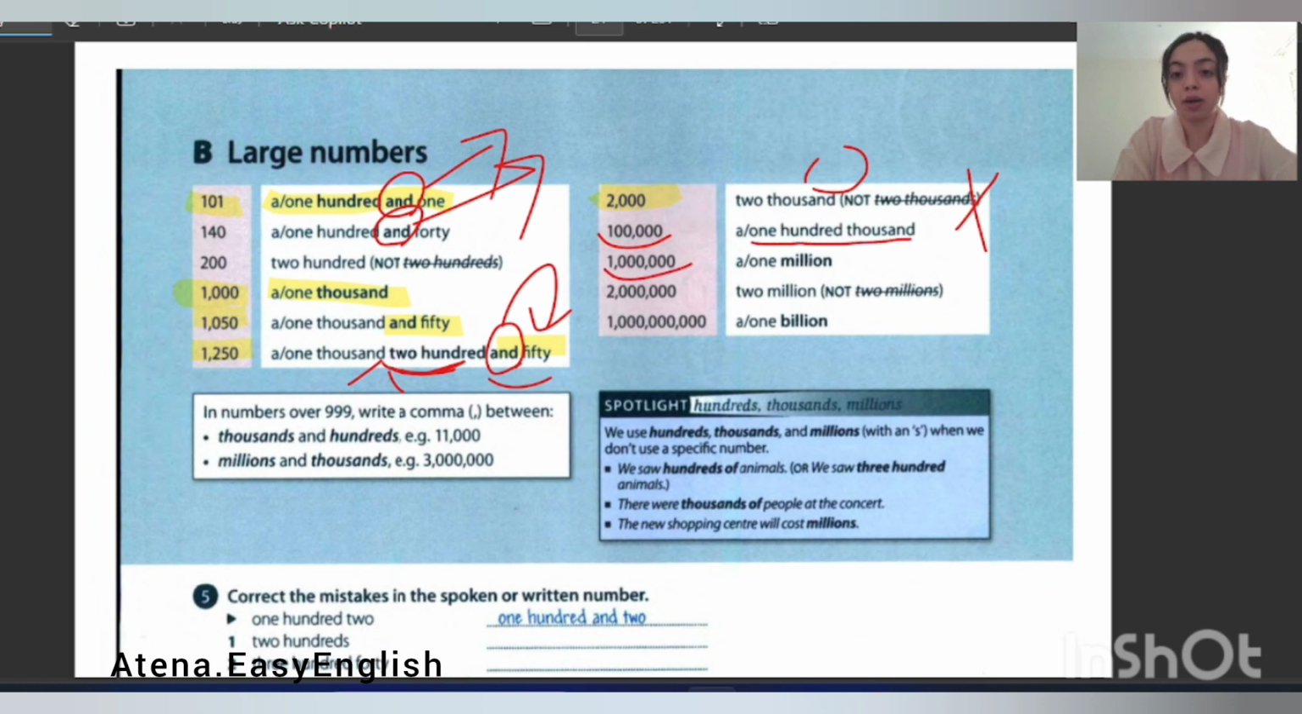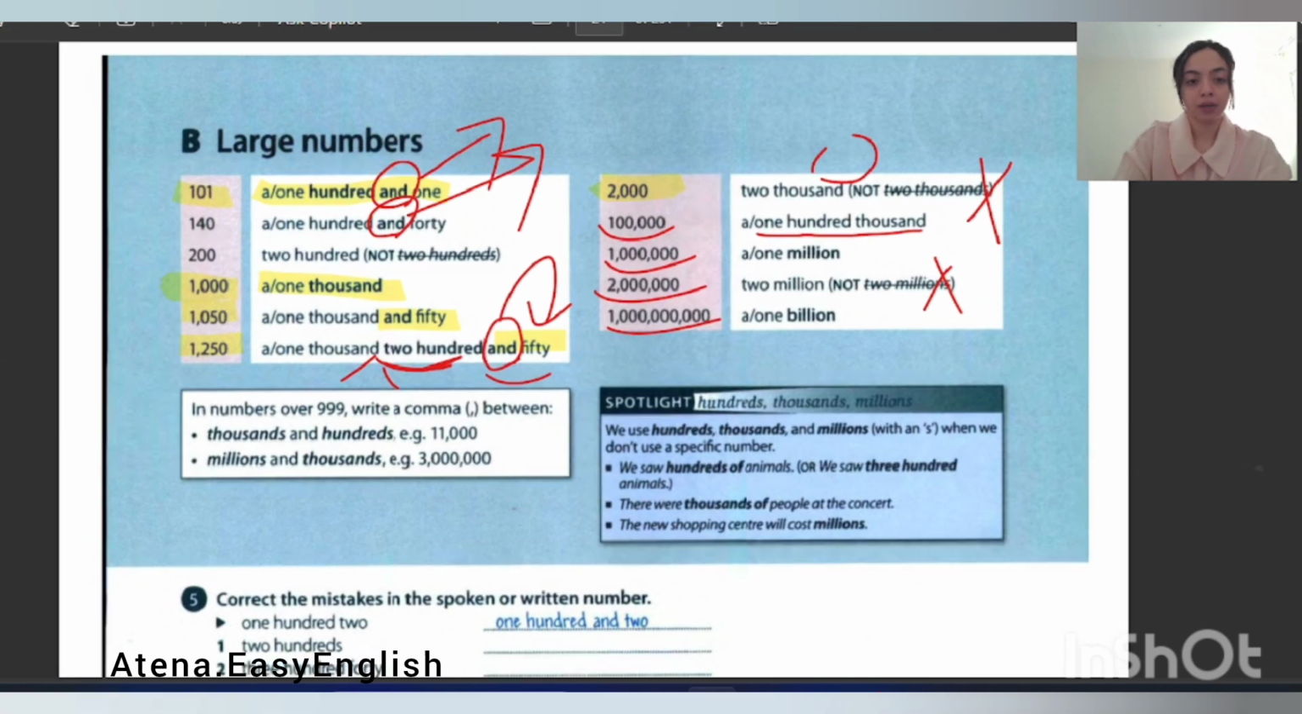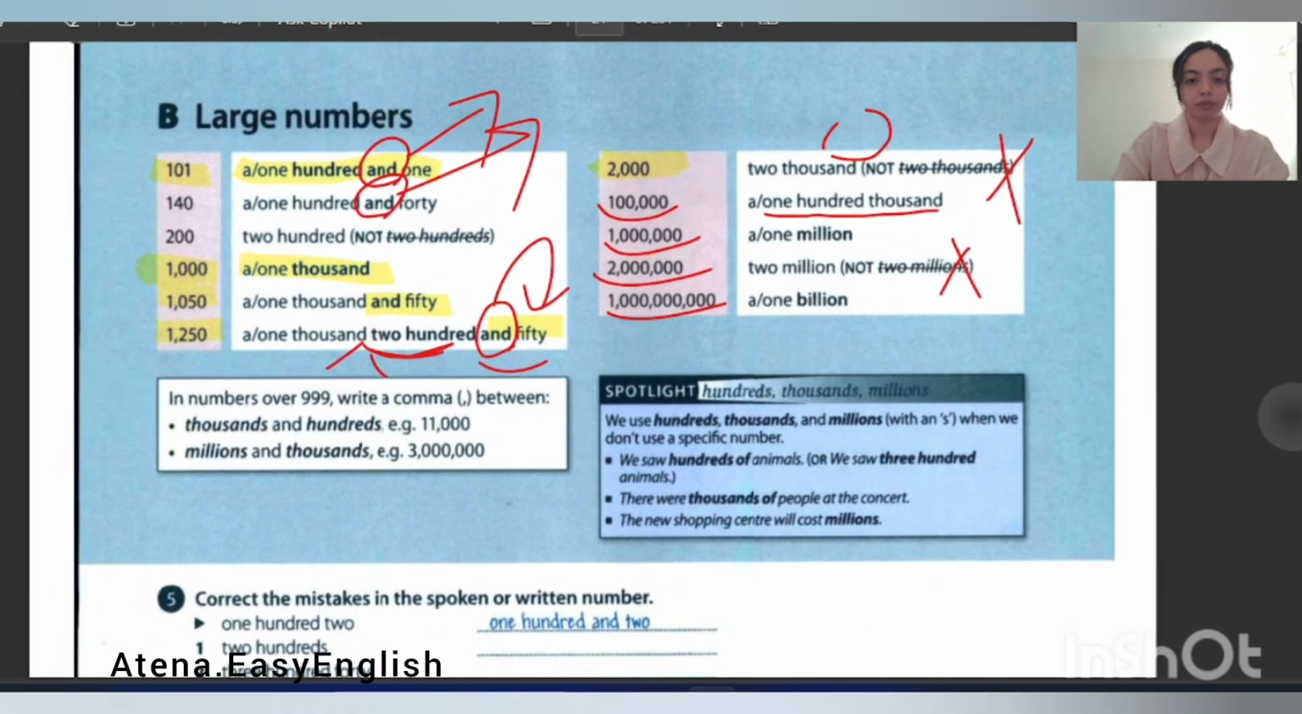The next one, a million or 1 million. And then 2 million, not millions. And the last one, billion. A billion or 1 billion. So these are the large numbers that you may need to know to use it in English. So look at the next part.